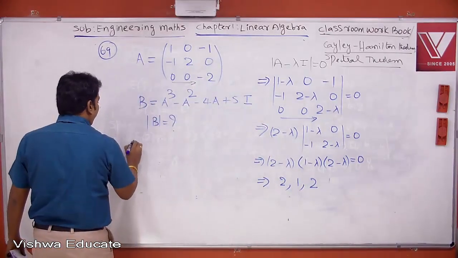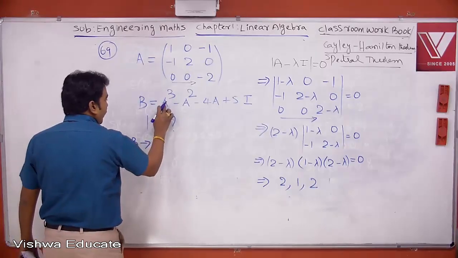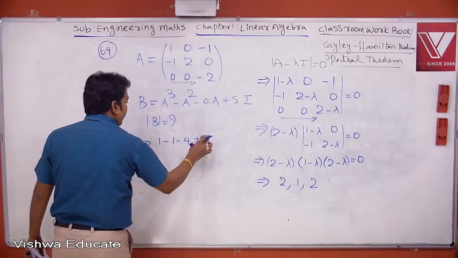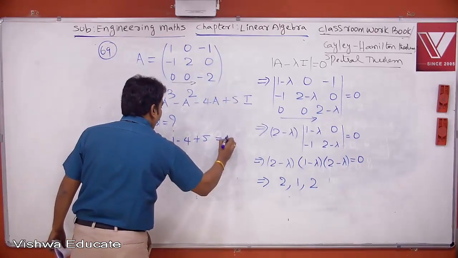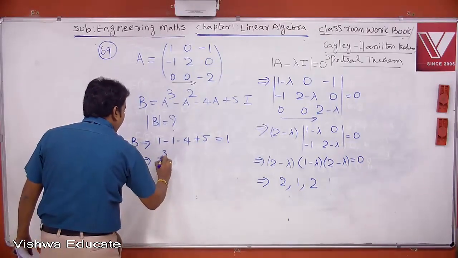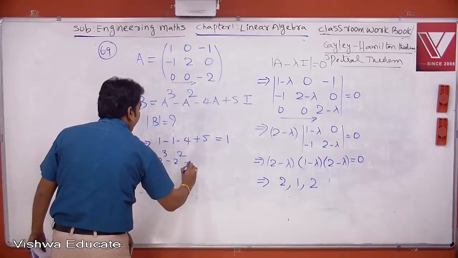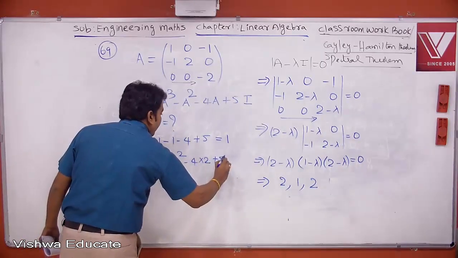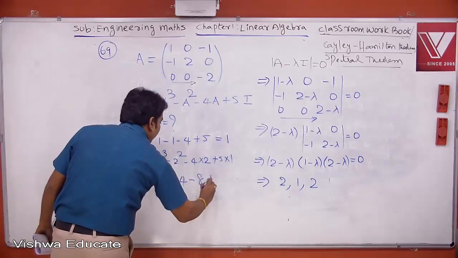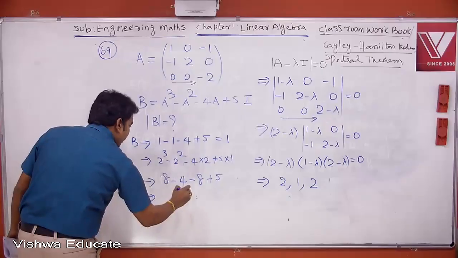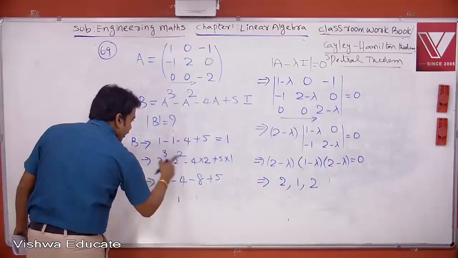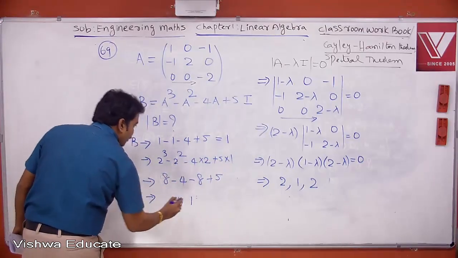Now let us find the eigenvalues of B. One eigenvalue of B: replace A by 1. So this is 1 minus 1 minus 4 plus 5. 5 plus 1 is 6, 6 minus 5, this is 1. The second eigenvalue: replace A by 2, applying the spectral theorem. 2 cube minus 2 square minus 4 into 2 plus 5 into 1. Now this is 8 minus 4 minus 8 plus 5. The 8 will cancel, and this is 1. Since 2 is repeated, another eigenvalue is also 1.